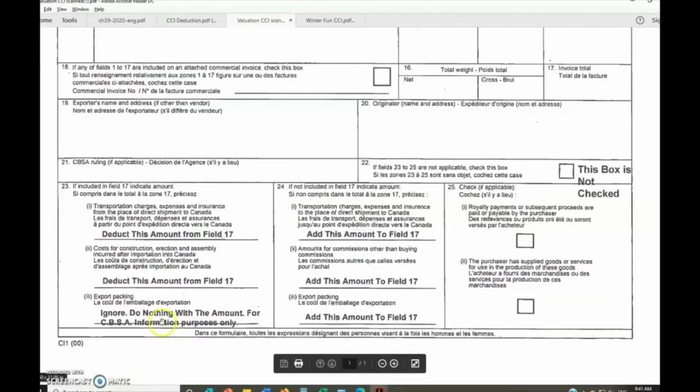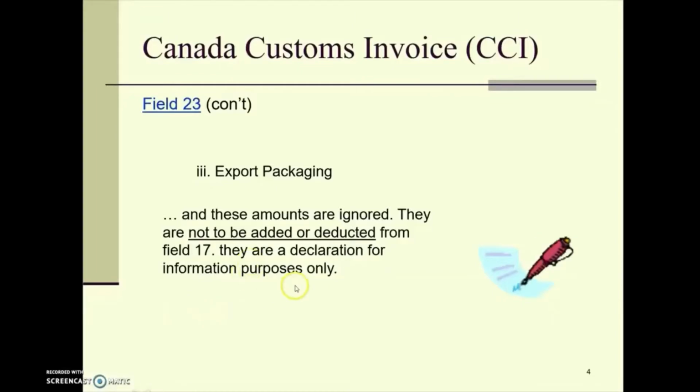If there's an amount in here, we ignore it. We do nothing with the amount. It is for CBSA information purposes only. You have to pay duty on export packing, so if it's included in field 17, we have to keep it there because we have to pay duty on it. But Customs would like to know how much that amount is. So these amounts are to be ignored. They are not to be added to or deducted from field 17. They are for a declaration for information purposes only.